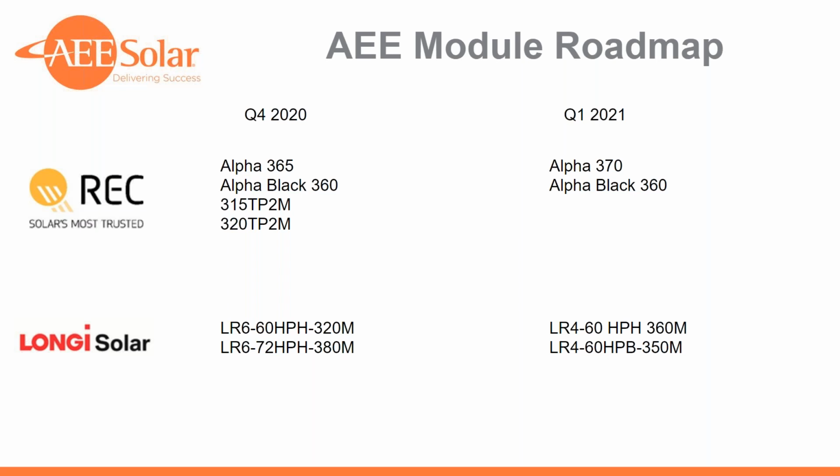Longi is going to see some changes in their modules and formats. So we've currently got a 60 HPH 320. We've got a limited supply of the 72 cell HPH 380. So make sure you give us a call for any of those commercial projects you're trying to get closed out this year. In Q1, we'll see the LR4 lineup really hit the market. So that's going to be using those M6 wafers, and you're going to see much higher output there. So a 360 black on white and a 350 black on black.